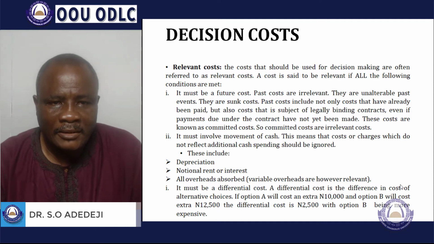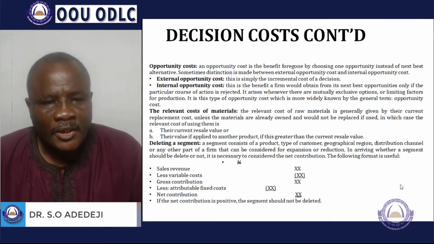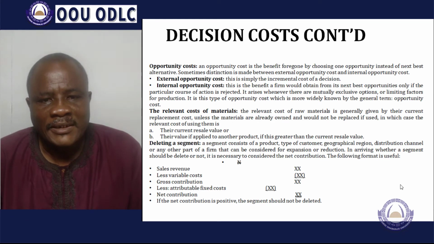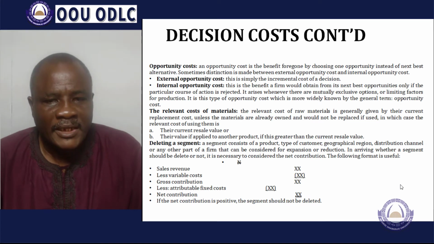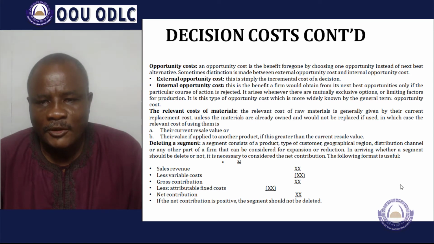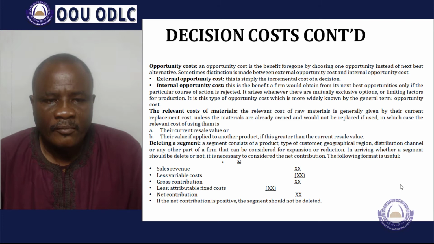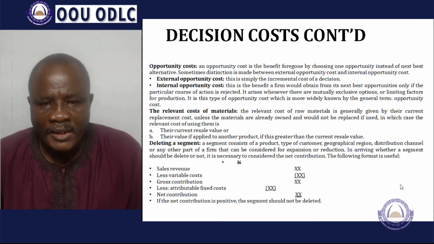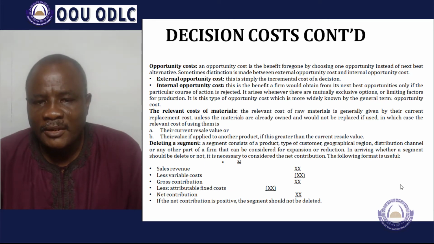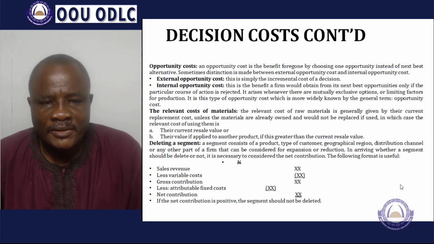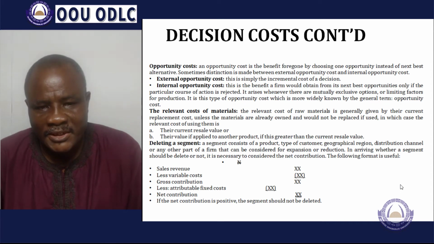So we are going to look at other decision costs. Opportunity costs, like we said, is the benefit forgone by choosing one opportunity instead of the next best alternative. Sometimes a distinction is made between external opportunity cost and internal opportunity cost. The external opportunity cost is simply the incremental cost of a decision. That is where you have to incur additional costs. While internal opportunity cost is the benefit a firm will obtain from its next best opportunities only if the particular course of action is rejected.